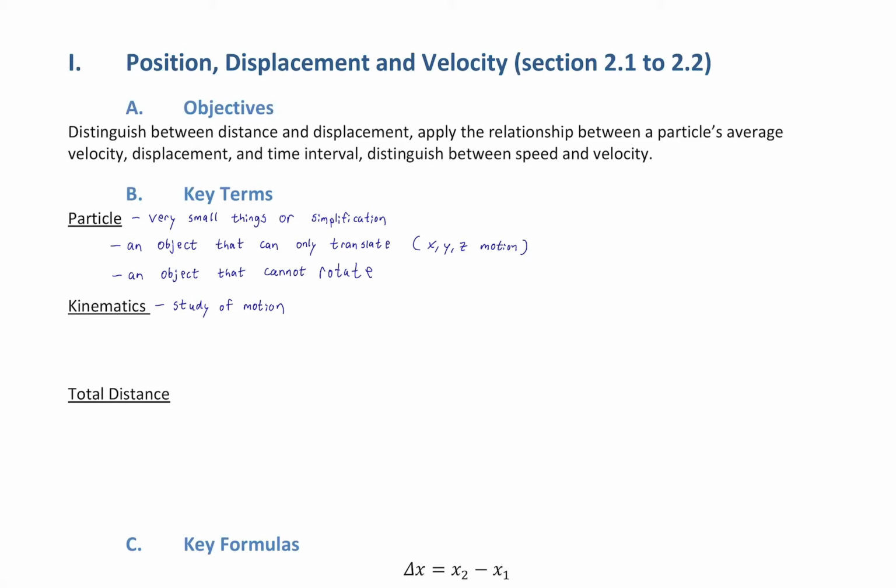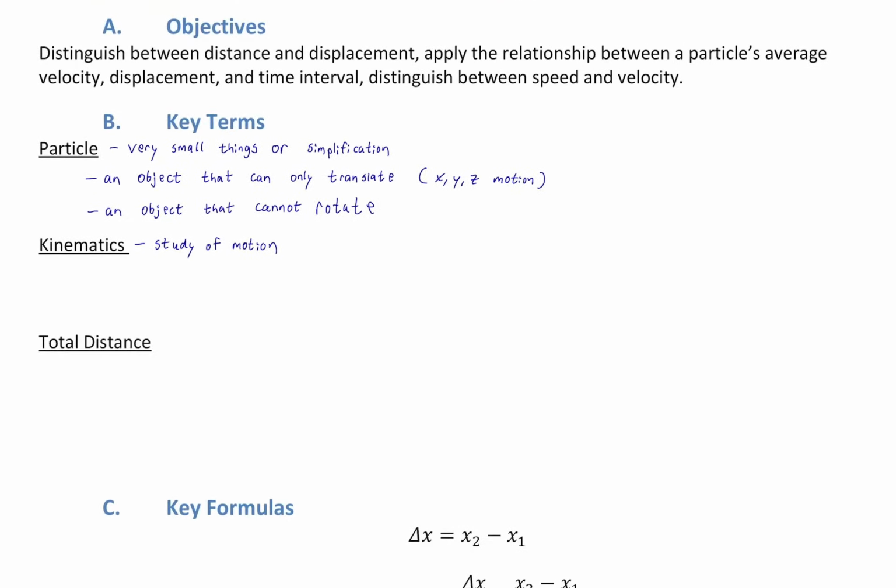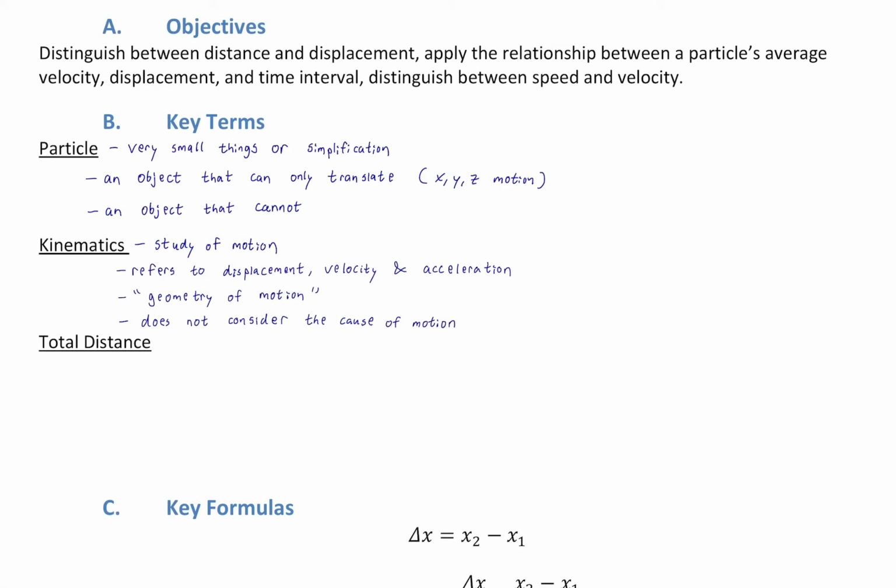Kinematics, that is the study of motion. Kinematics refers to displacement, velocity, and acceleration. So when someone talks about kinematics, that's what they're talking about. In a poetic sense, it is the geometry of motion. It does not consider the cause of motion, which we'll soon learn is a force. Forces create motion. So kinematics just looks at the how, not the why of motion. But ultimately, it is the displacement, velocity, and acceleration. It's one of those three things.